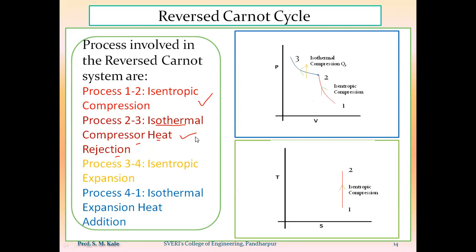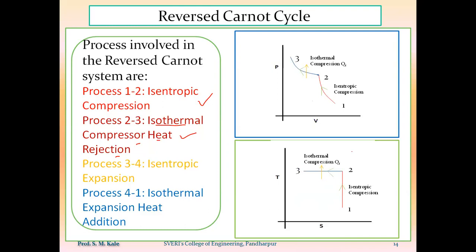Okay. So this is the isothermal compression heat rejection process on the PV diagram. We have drawn this process along a constant temperature line. As this is a compression process, pressure will go on increasing and volume will go on decreasing. The same process can be drawn on the TS diagram likewise.